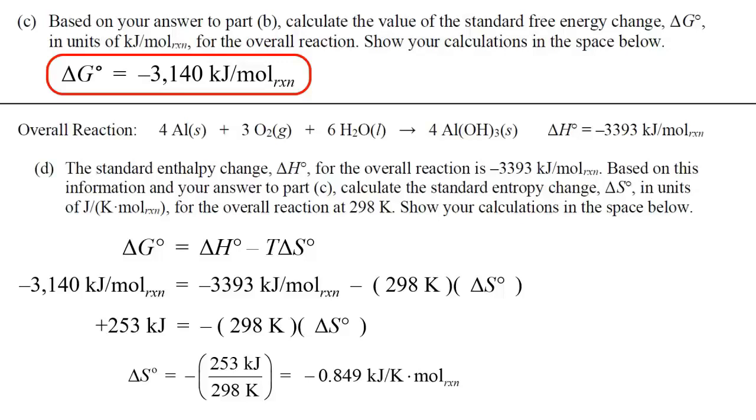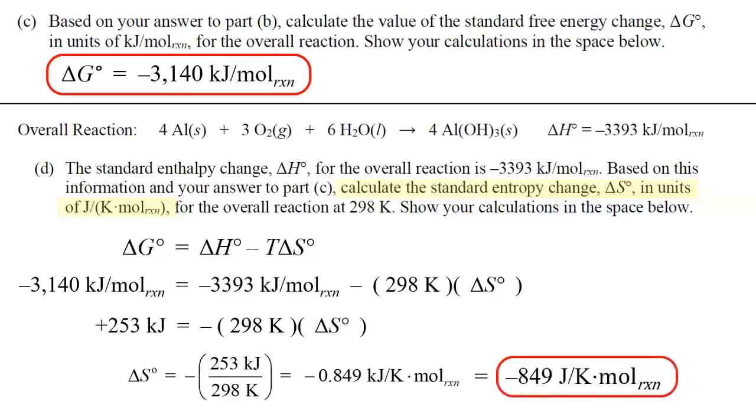But the instructions in part D said that we were supposed to calculate the standard entropy change in units of joules, not kilojoules, but joules per Kelvin mole of reaction. So one final thing I have to do is convert from kilojoules to joules, and I will do that by multiplying by 1,000. So my final answer is negative 849, and my units are joules per Kelvin mole of reaction.